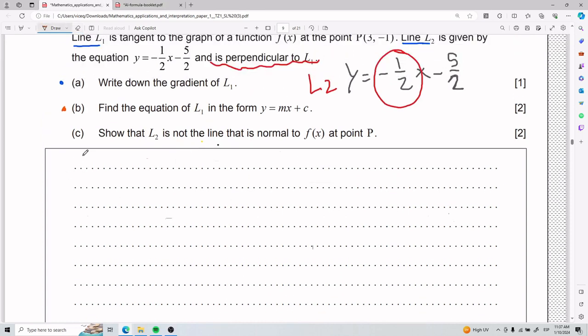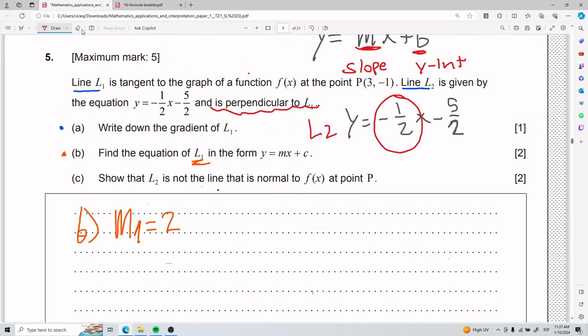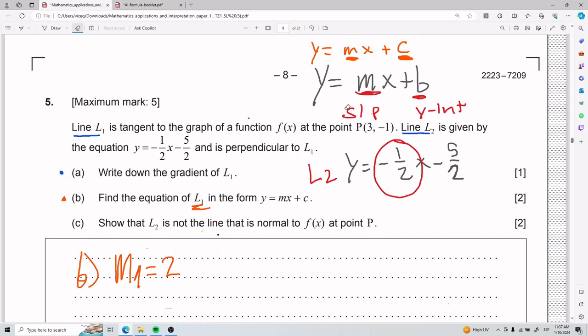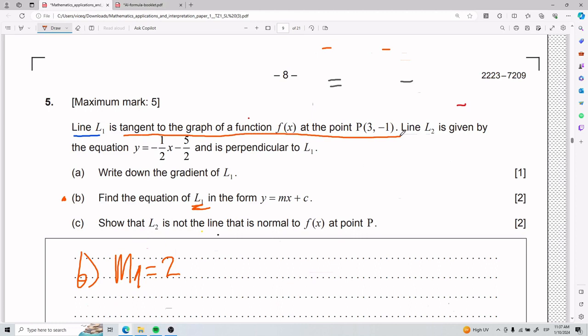So for part B, what do we know? First of all, what do we know about L1? We know that L1 has the slope from part A of 2. What else do we know about L1? Tell me. Take a second, read what we have. What else do we know? There's got to be something else. See? L1 is tangent to the graph of a function at the point (3, -1).